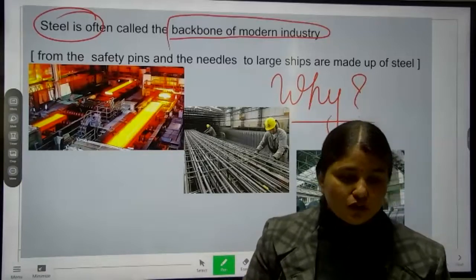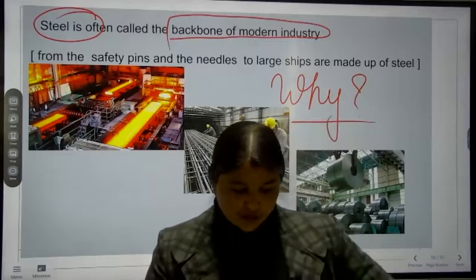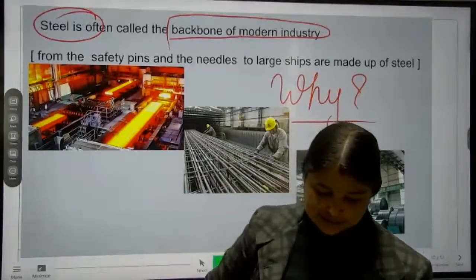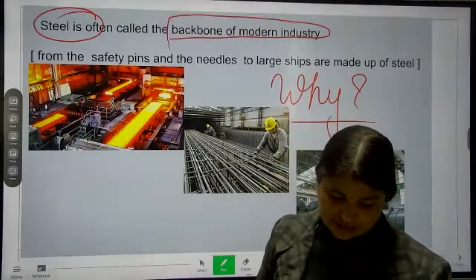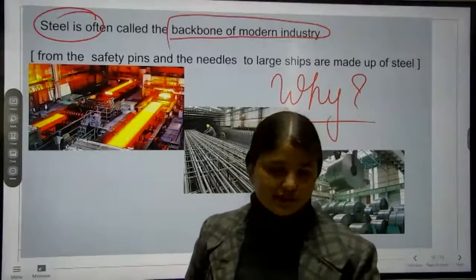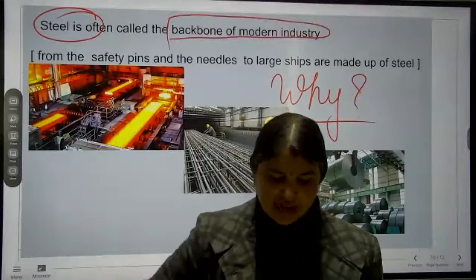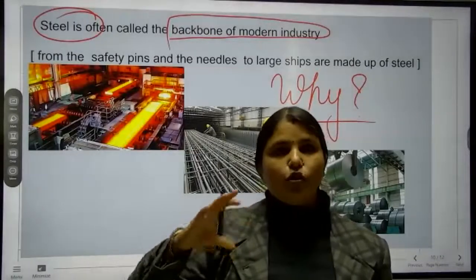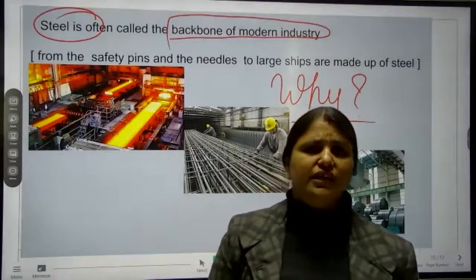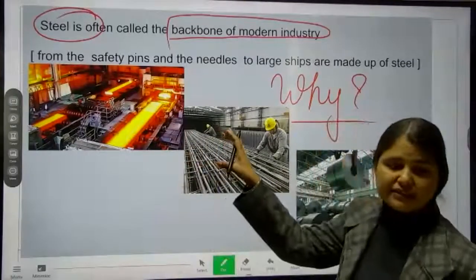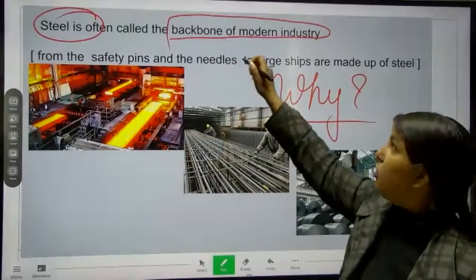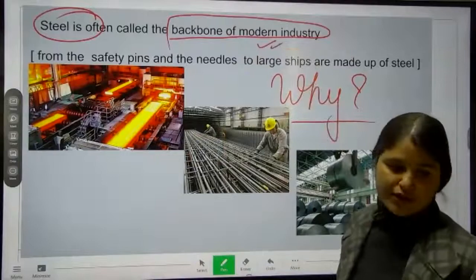Yes or no? Yes. Okay, so we can say all the industries, whether they are making any kind of pin, safety pin, or any kind of machineries, any kind of pouches and all, in all those things, definitely they required iron and steel. That's why it is known as the backbone of modern industry.